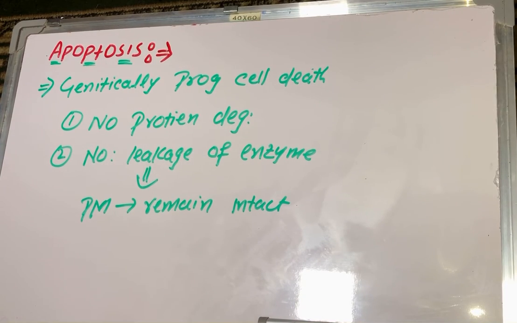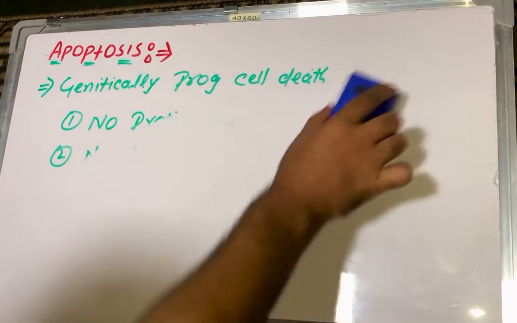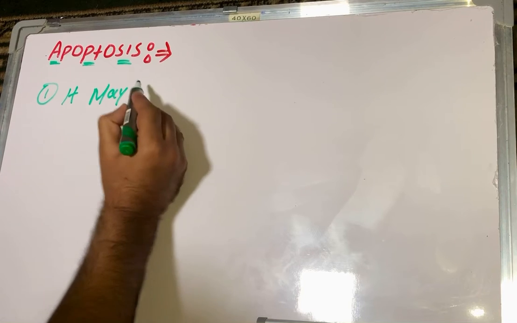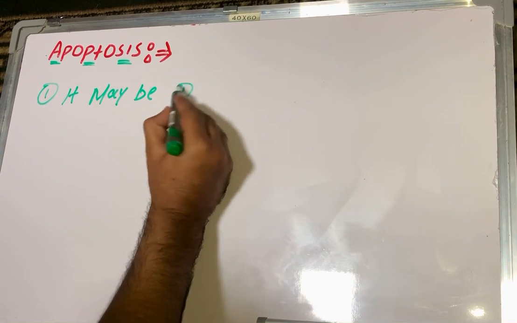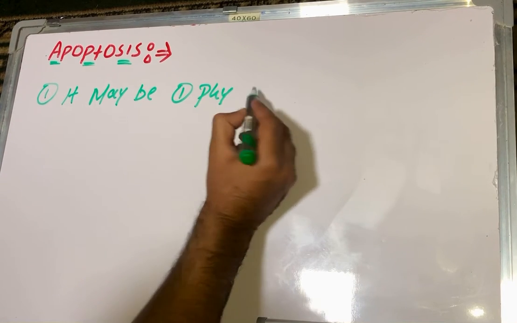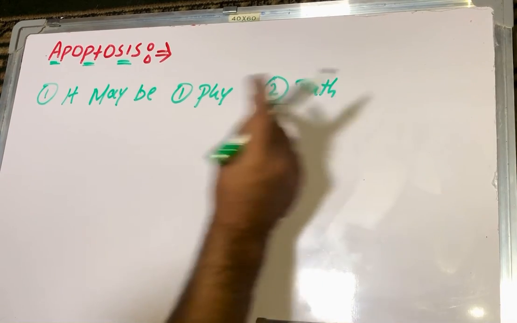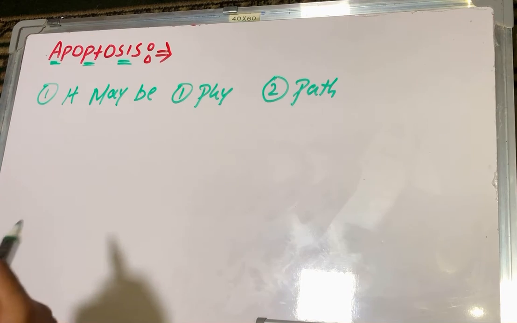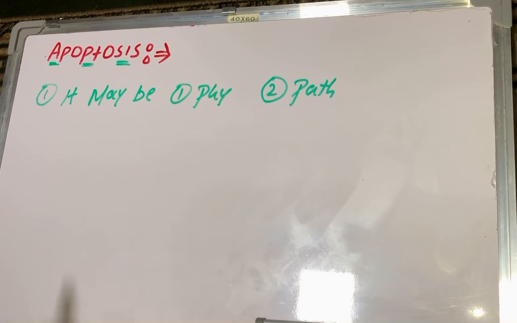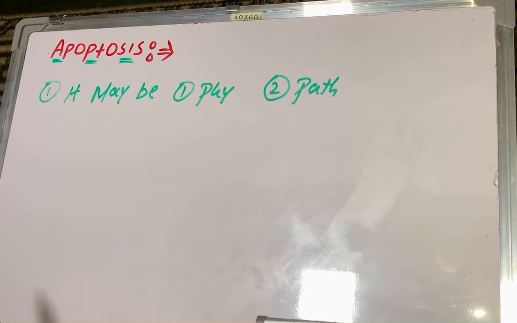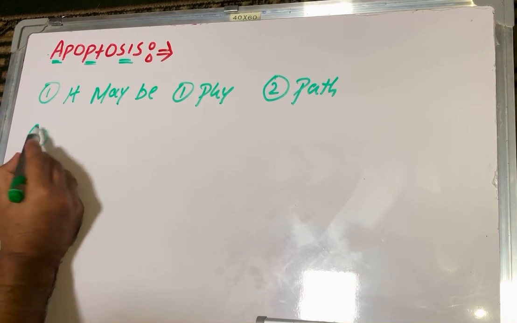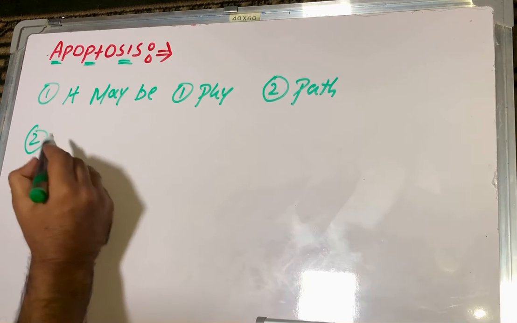There are certain important points that we should know about apoptosis. Number first, it may be physiological. Number second, it may be pathological. Remember that necrosis will always be pathological, and unlike necrosis, apoptosis may be physiological or pathological.